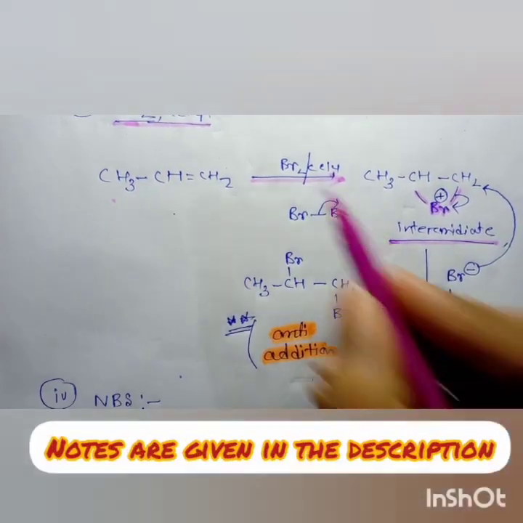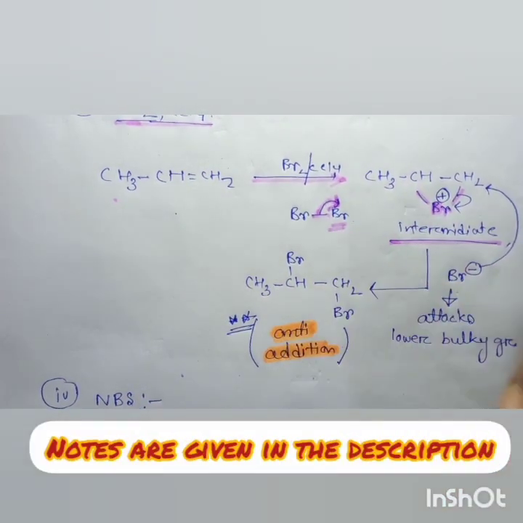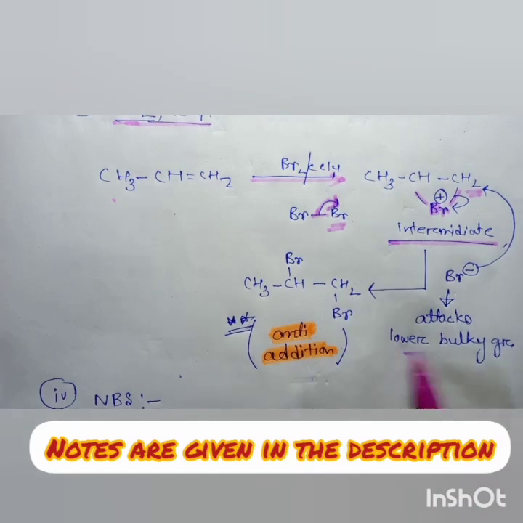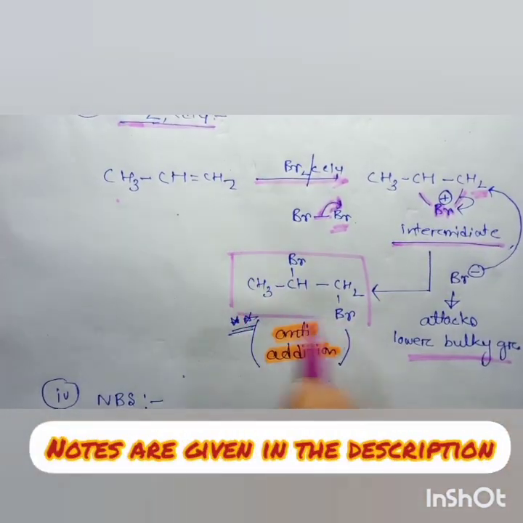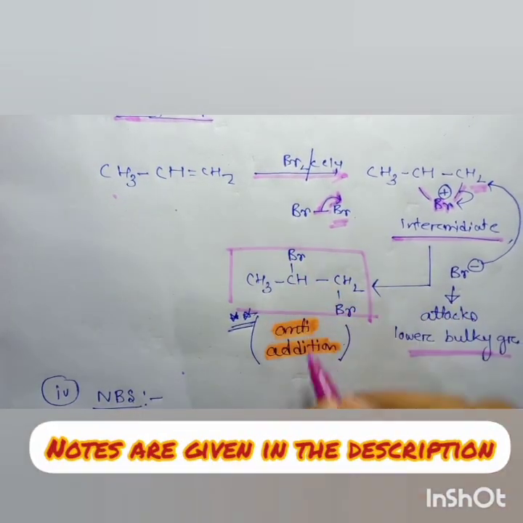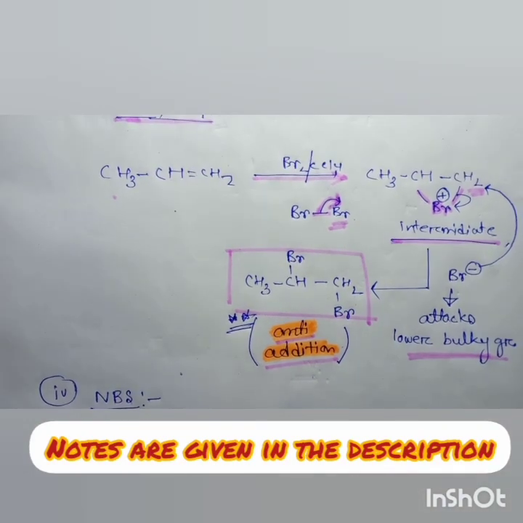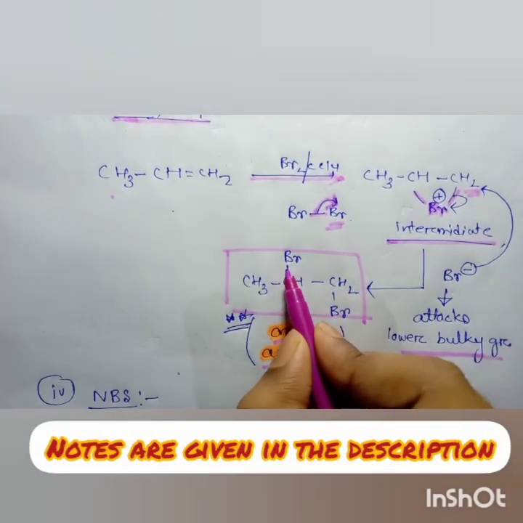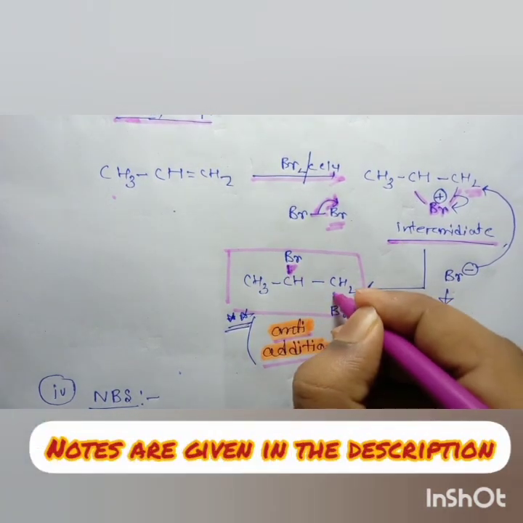It's an intermediate, and the breaking of the bond forms Br negative, which attacks this CH2, which is the lower bulky group, forming a gem dihalide. It's an anti-addition. Both the bromines are opposite to each other.